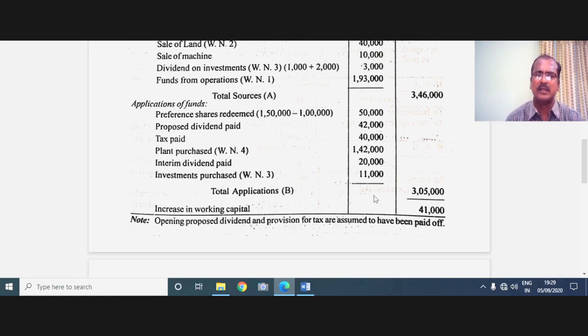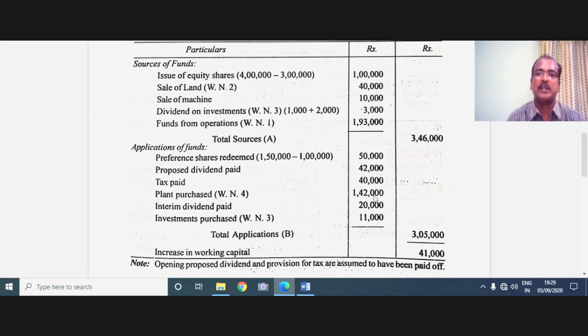This is a model. This is one particular model. I will release a couple more videos on the funds flow statement covering different aspects which we have not covered so far. Thanks for watching this video. I hope you have understood.